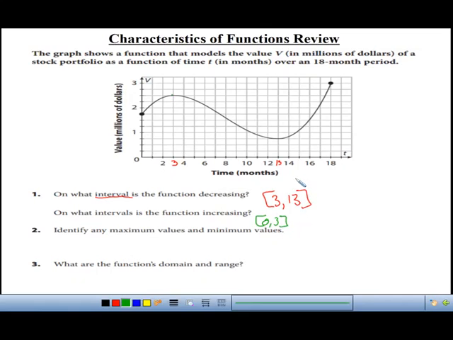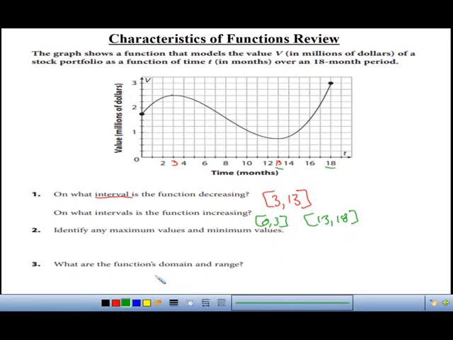So it increases from 0 to 3. Is that the only place it increases? No. It increases here. Where else does it increase? Oh, it starts going up again here, Mr. Q, from here to here. So from 13 to this point, which is 18, 13 to 18. So my other increase is 13, comma, 18. Hands, have you got that? Okay, good. It says identify the max values and the min values.